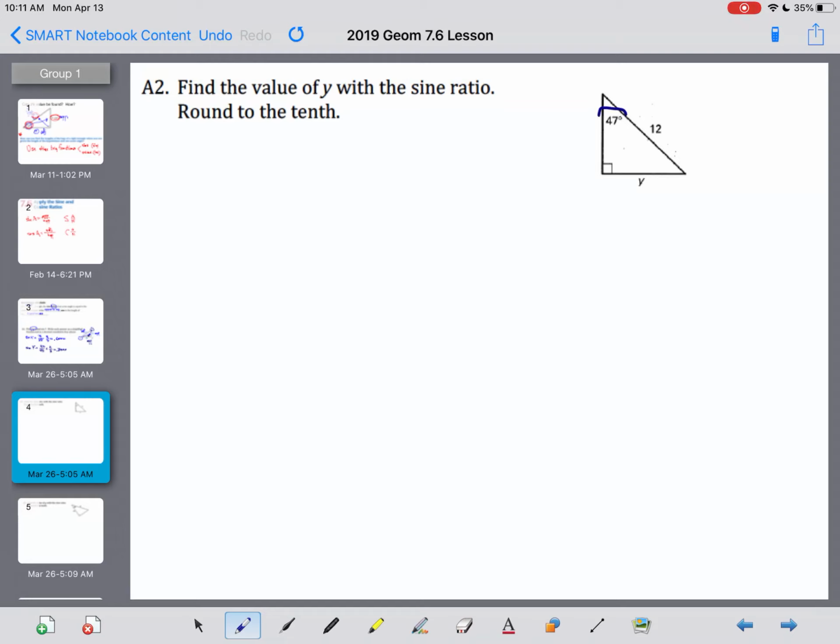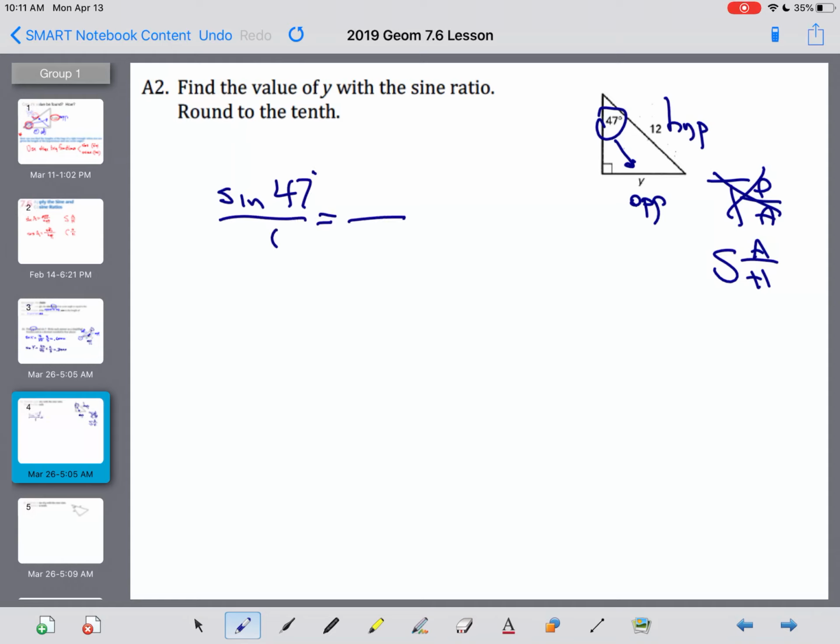Moving on. Typical type question here, just like our tangent ratio. I've got an angle, I've got the opposite, and I've got the hypotenuse. So this is not TOA. This is going to be that ratio. We're going to say the sine of 47 degrees over 1 equals y, little y, over 12.